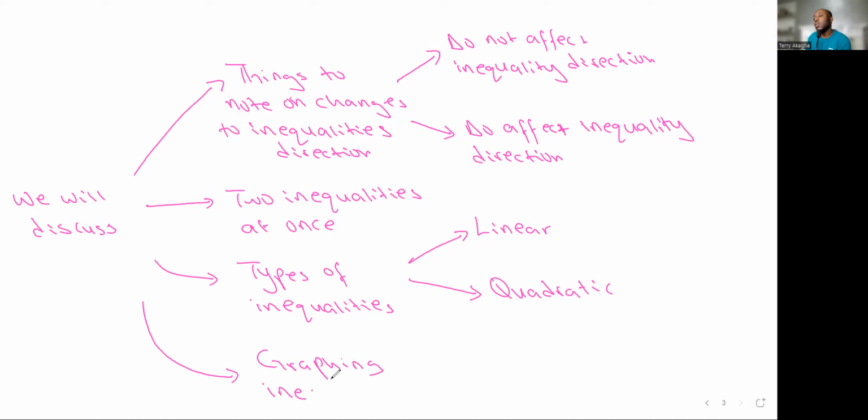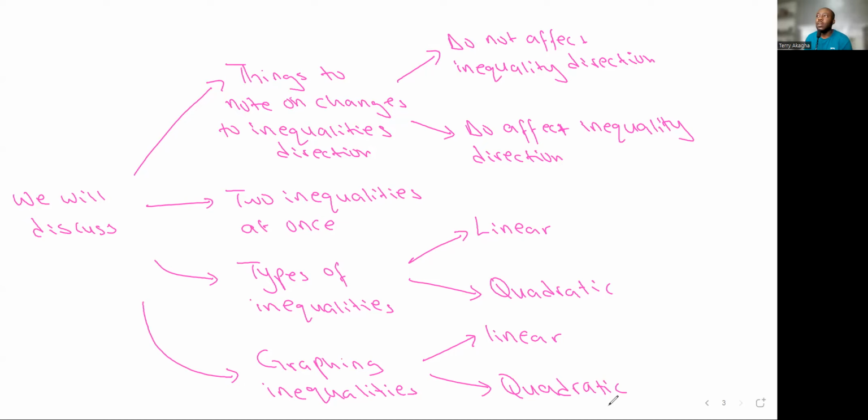Then when we are done with that, I'm going to end it up with graphing: how to graph inequalities. We're going to talk about how to graph the linear, and also how to graph the quadratic. Okay, and that'll be that. So these are the 4 things I'm going to talk about: things to note on changing inequality direction, the concept of two inequalities at once, types of inequalities, and also the graphing of inequalities.